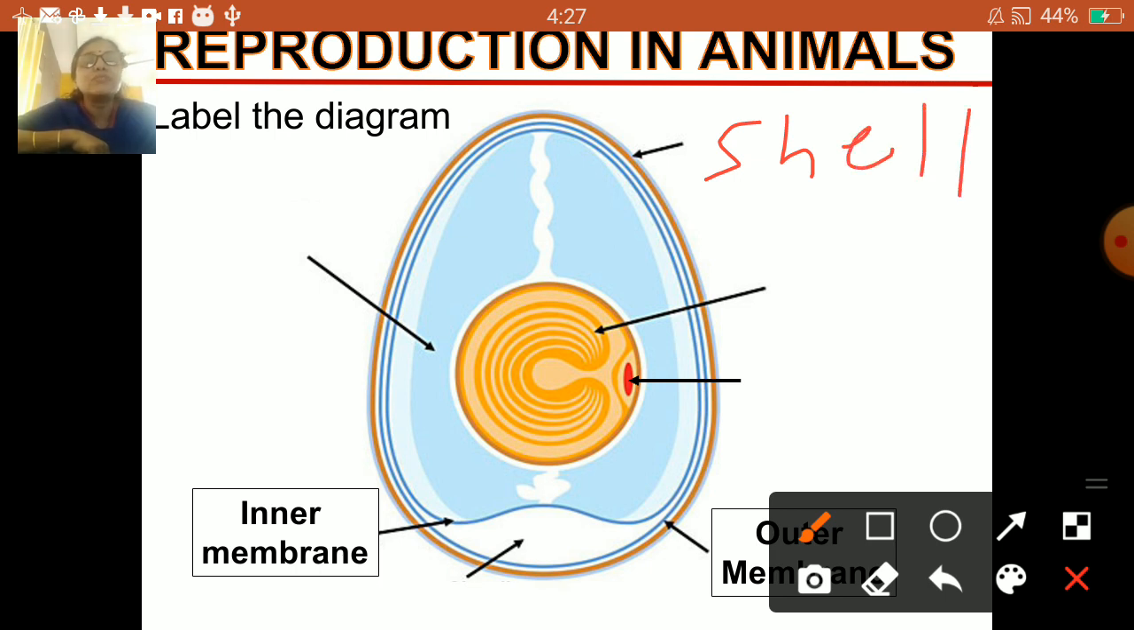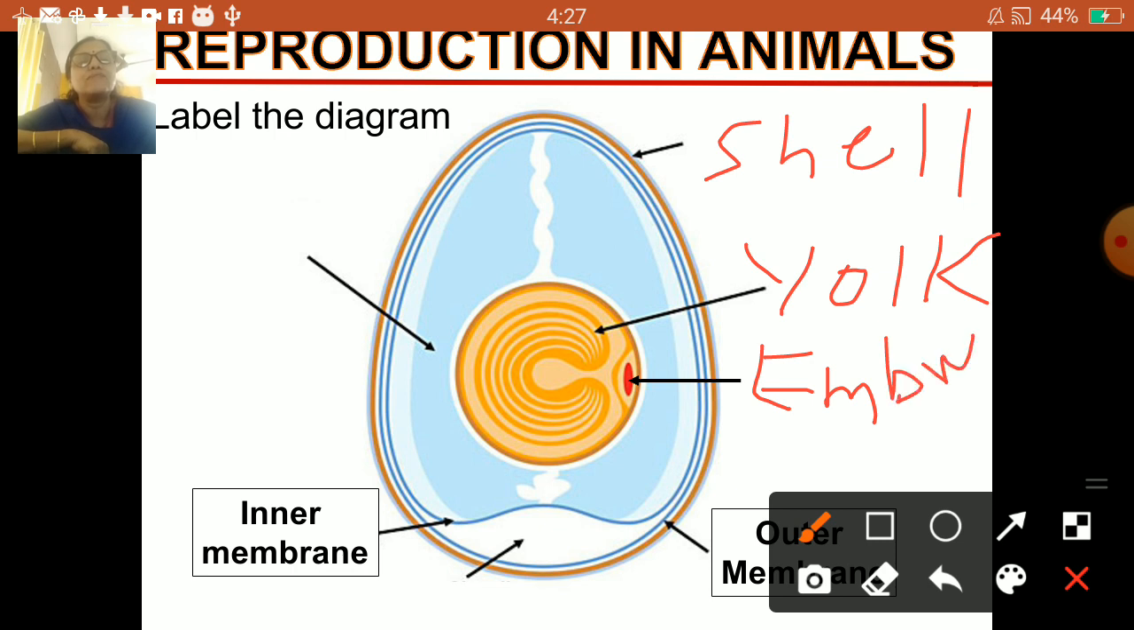And the center portion, which is yellow in color, is what? Yolk. Yes, very good. Yolk. And on the top of the yolk is the developing baby, and we call it embryo. EMBRYO. And the white portion covering the yolk is the albumin. Yes, children? Albumin.